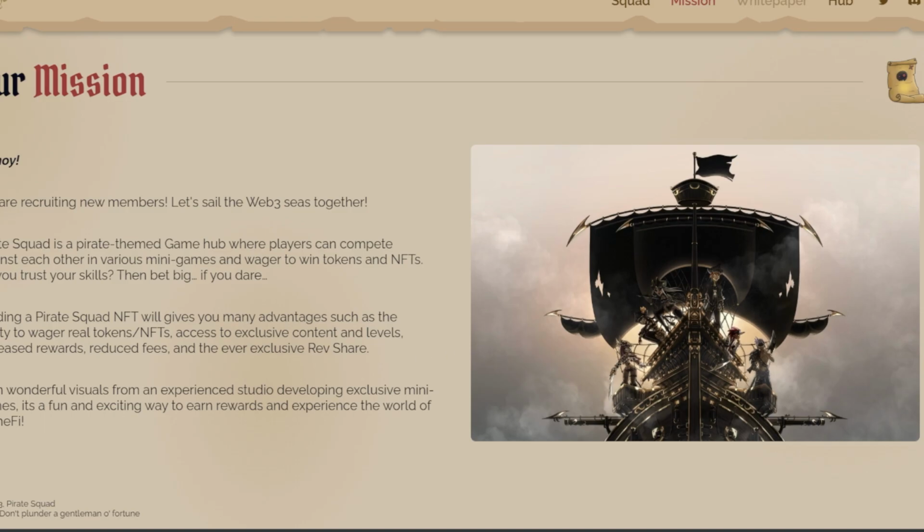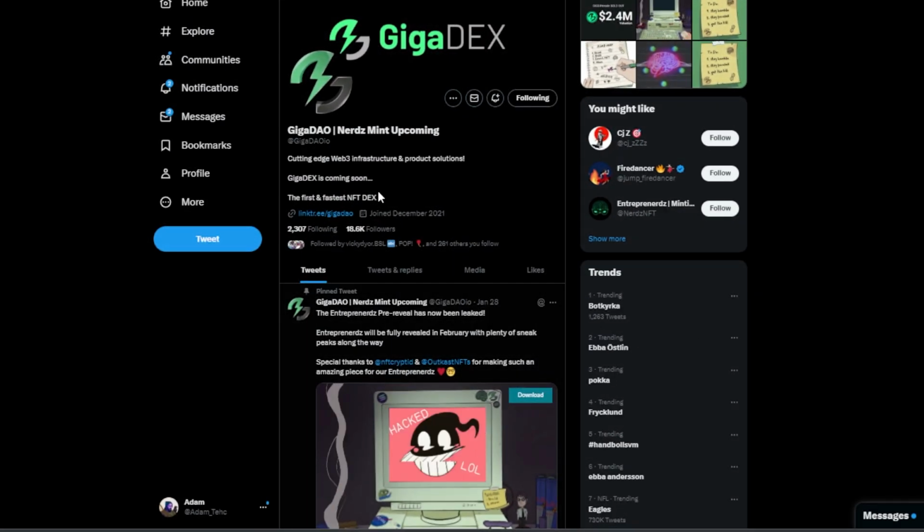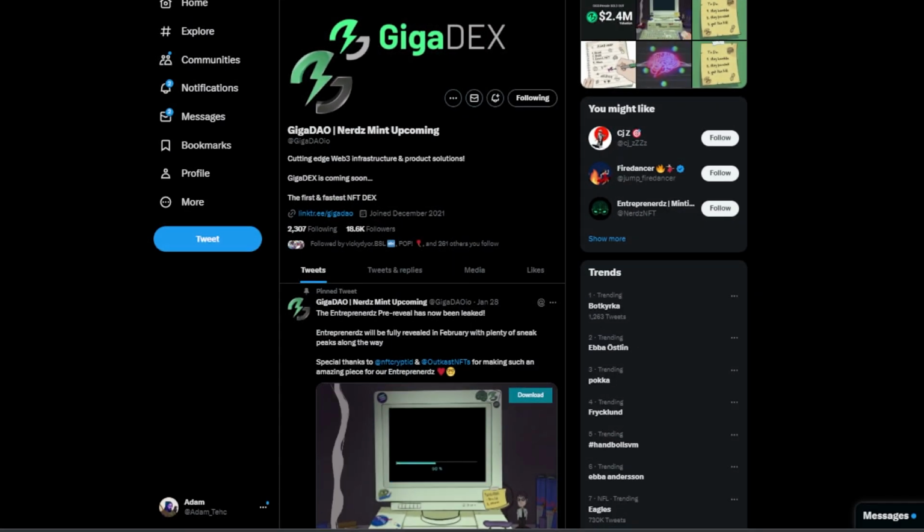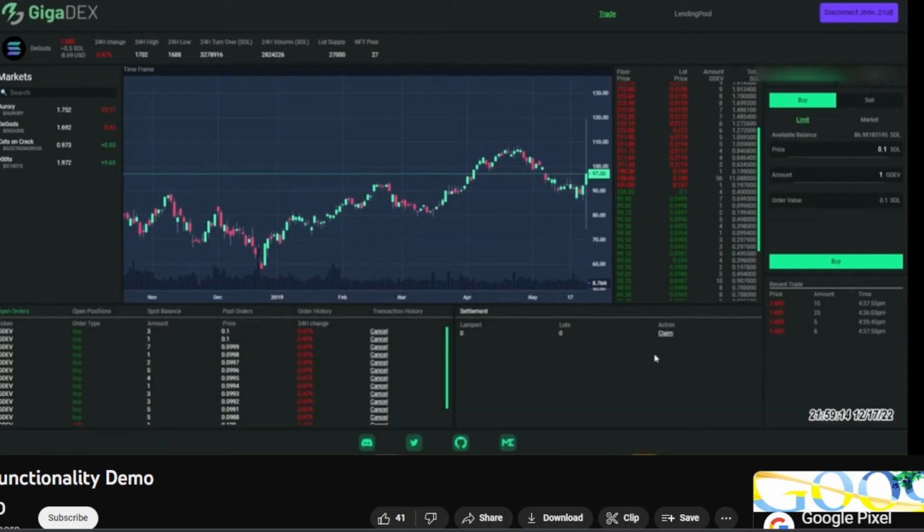You never know. Then on Thursday we have the GigaDAO Nerds Mint. Cutting edge Web3 infrastructure and product solutions. The first and fastest NFT DEX. These guys are building some really cool stuff, starting with the Gigadex. And they have a video on this as well. Familiar setup, you're probably used to it if you're using any other exchange in crypto. So let's quickly go through it.